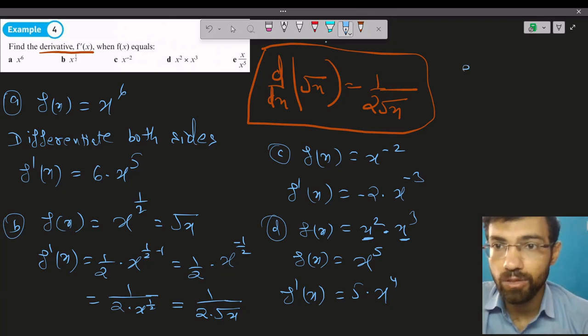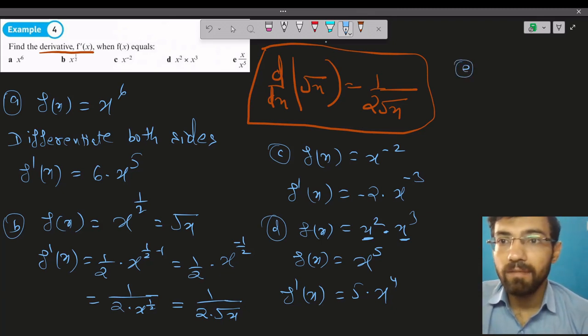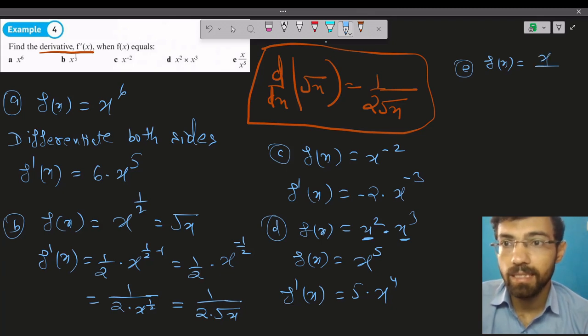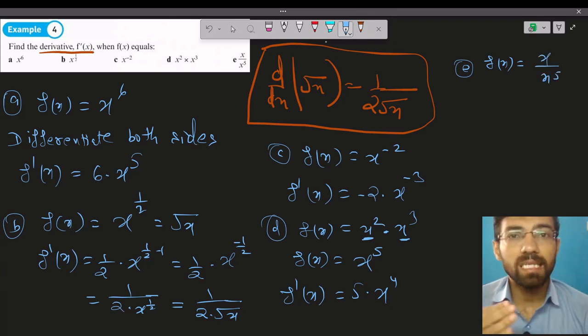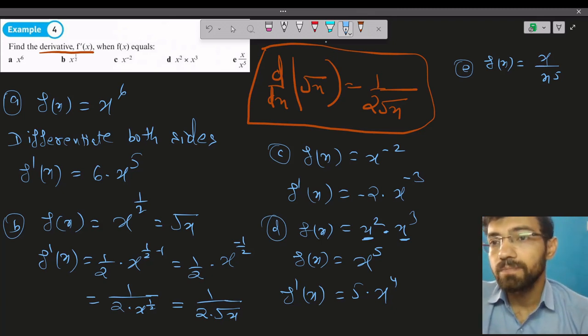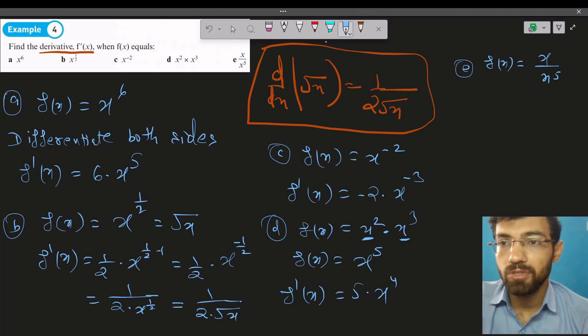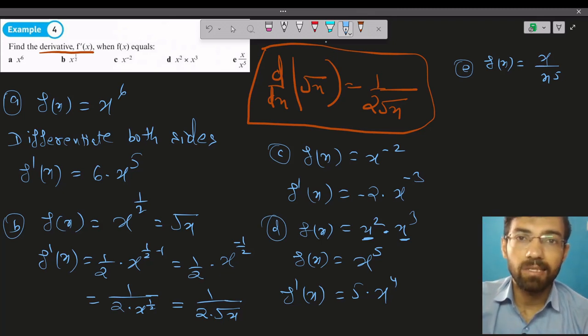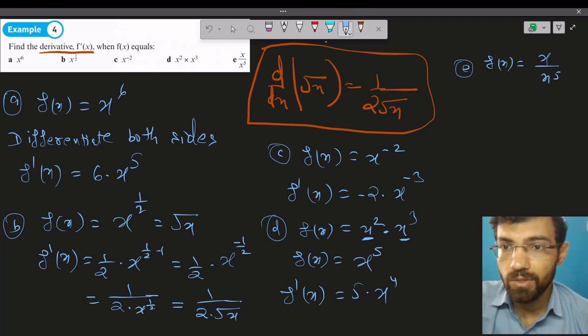Let us do part E also. In part E, my function f of x is x upon x raised to 5. Here also, first we will simplify it and then we will differentiate. The base of the numerator is x, the base of the denominator is x, and there is division. As per the indices rule, if you have the same bases and there is division, you subtract the power. So can I write this way?